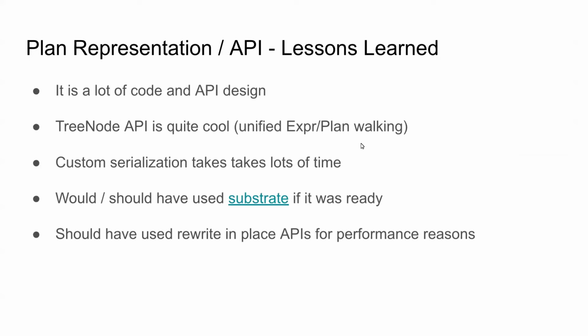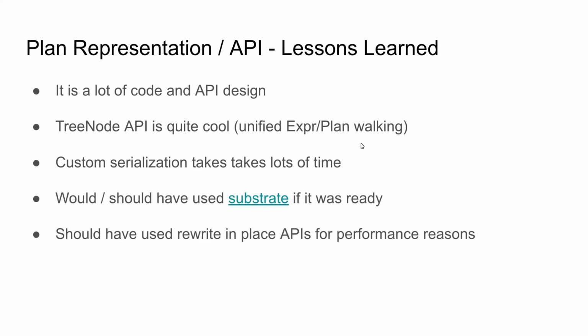Part of the reason is that it's a huge amount of code that doesn't really add value, right? It's basically tree walking code. How do you write the trees? How do you rewrite them? So it's a lot of API design work and implementation that's not particularly value added to the overall project.